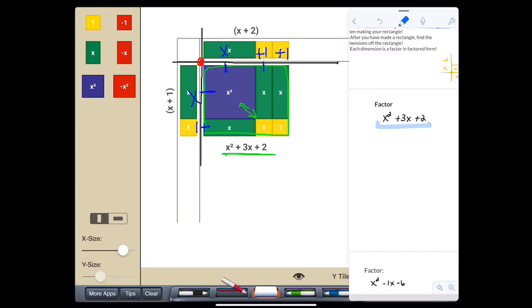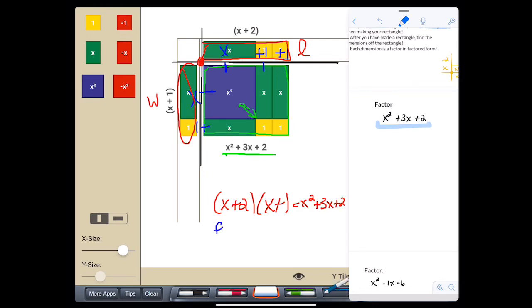So what I've seen now is the dimensions, x plus 2, this length, and this width, x plus 1. If I multiply those together, x plus 2 times x plus 1, the area it creates is x squared plus 3x plus 2. So I've successfully rewritten the original polynomial in factored form.